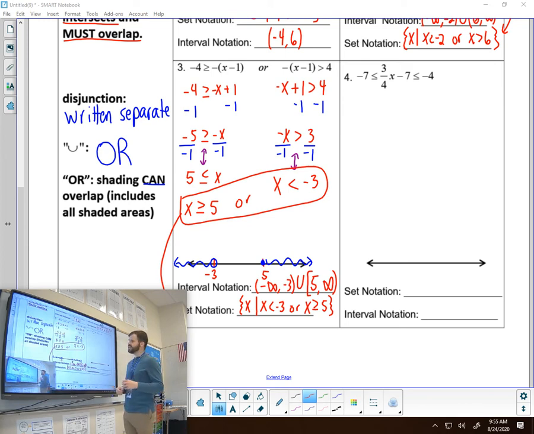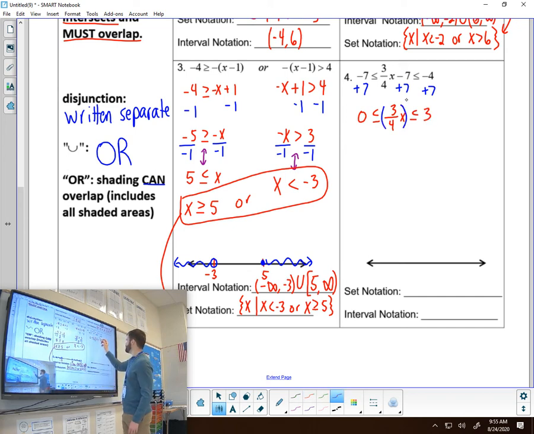You know what? Actually, let's just go ahead and get rid of this 7 first. We can do that first. Let's add 7 to all 3 sides. That's going to just leave me with 3/4 x is greater than or equal to 0, is less than or equal to 3. Now let's clear out that fraction, okay?